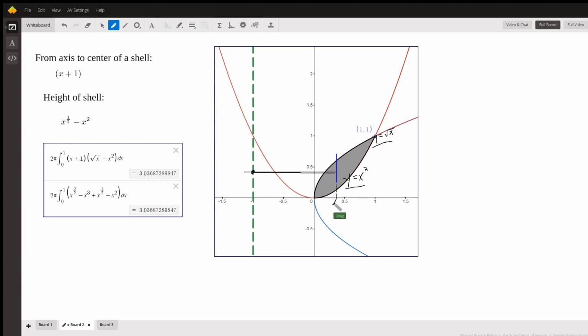This is an x, this distance right here. That's the x coordinate in the center of the shell, minus the x coordinate at the left, which is always -1. So there is the average radius. The height of the shell is the y coordinate at the top, minus the y coordinate at the bottom in terms of x. So the square root of x minus x squared. There's the integral. There it is expanded using FOIL, I guess, and you get the same answers.